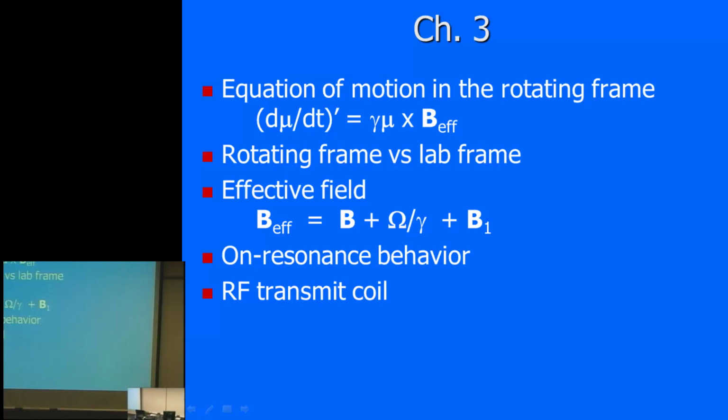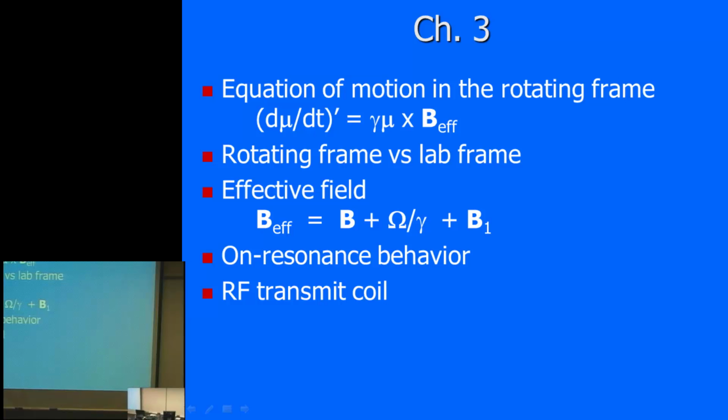Maybe before I go into chapter 3, I'll give you a general idea about why we learned chapter 2, and now we're going to learn chapter 3. In MRI, we have three important magnetic fields. The first one is the static field, the B naught. B naught is the main magnetic field, the 1.5 Tesla or 3 Tesla you have heard. That's the major one.